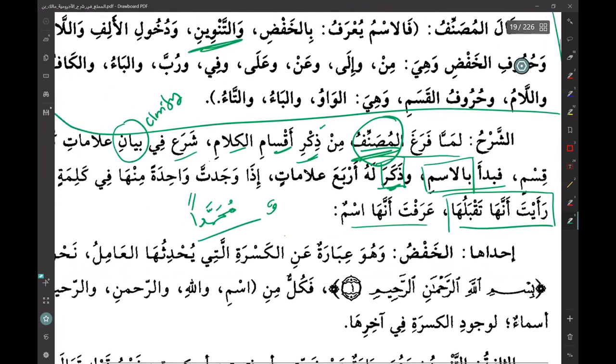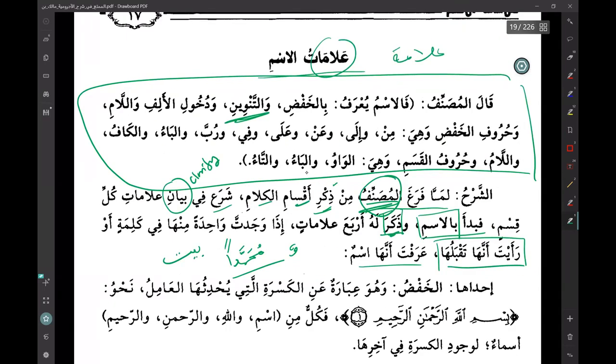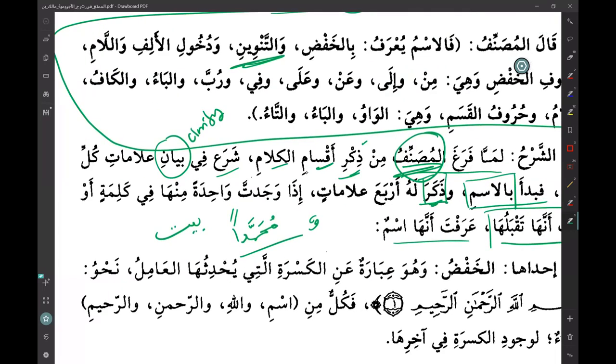Even if, for example, this word doesn't have anything, say bayt. Do you have any of the signs? Let's say it's part of an idafa. Right now you're looking at the word bayt. Does it have alif lam? No. Does it have tanween? No. Does it have ta marbuta? No. Does it have kasra? No. It doesn't have anything. So that means it's not a noun?